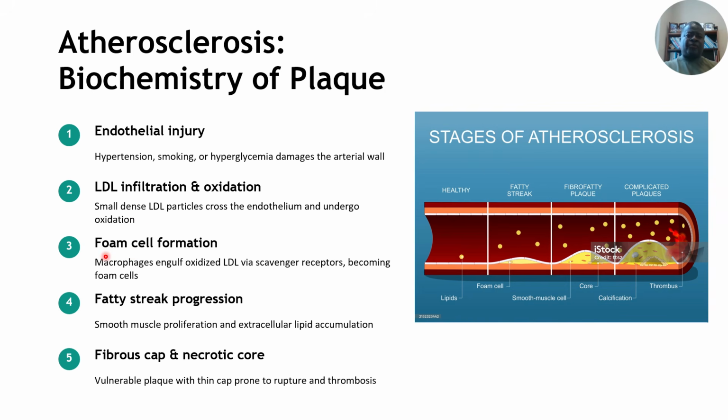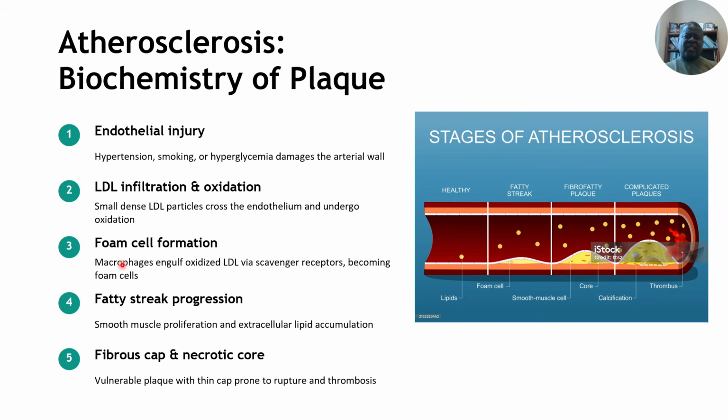Step 3 is foam cell formation. So foam cells are basically lipid-laden immune cells, primarily macrophages, that form the core of the atherosclerotic plaques. Their unregulated uptake of oxidized cholesterol triggers arterial inflammation, plaque growth, and the eventual formation of a dangerous necrotic core, directly leading to heart attacks and strokes.